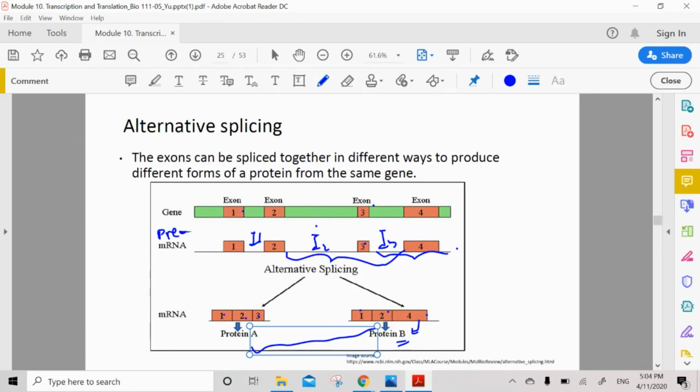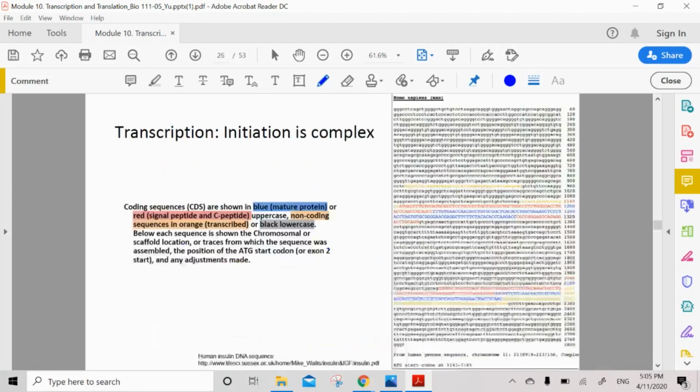Okay. So you can see that with this sequence, we have a lot of combinations, right? A lot of possibilities to make a different protein product. So this is actually a pretty efficient way to utilize the limited sequence you have to make multiple proteins. I'm gonna skip this one. You know what, let's just cover that real quick.